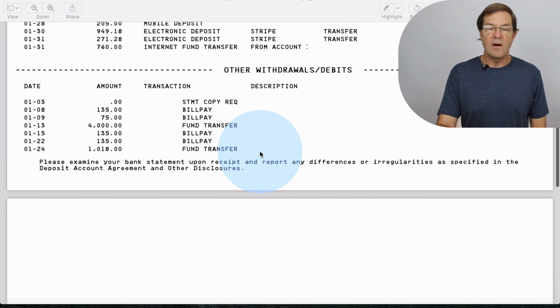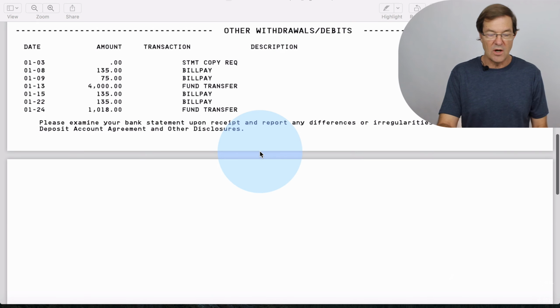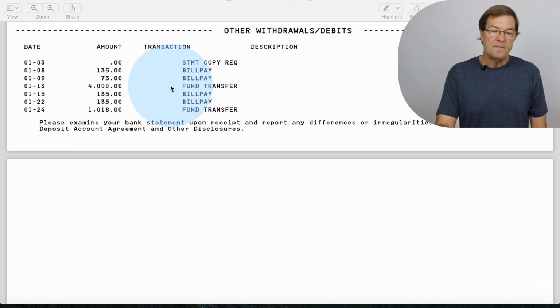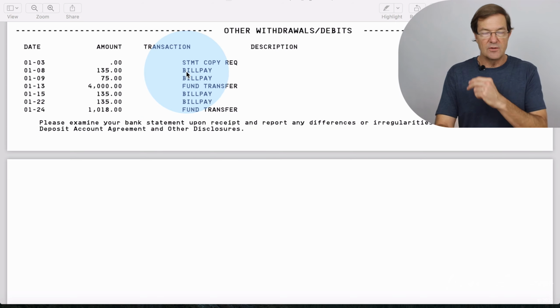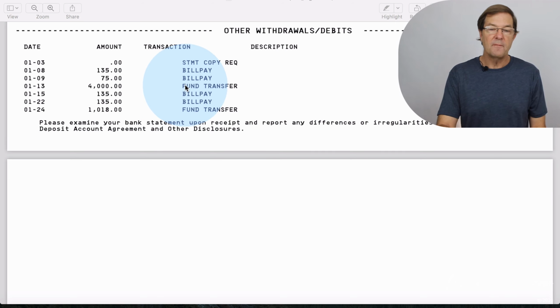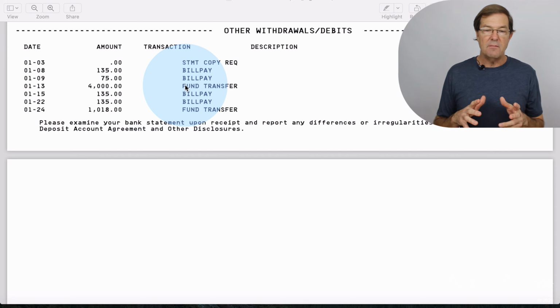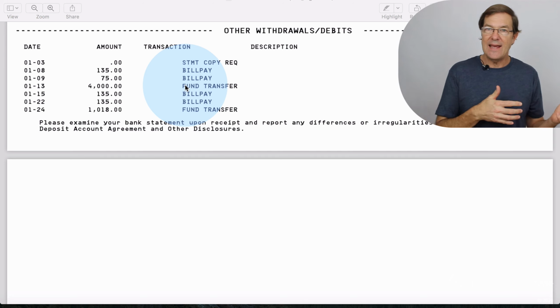So now the rest are all the same as what we've already talked about. So now I come into other withdrawals. I notice bill pay; those are bills being paid. Fund transfer. So this is the opposite. This was money that we paid out of this bank account to another bank account. That money I'm going to add back in. So I would circle those and write the total off to the right.